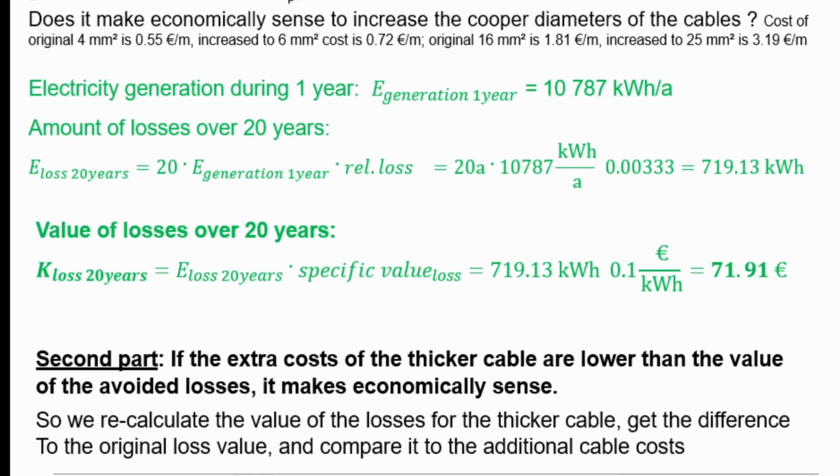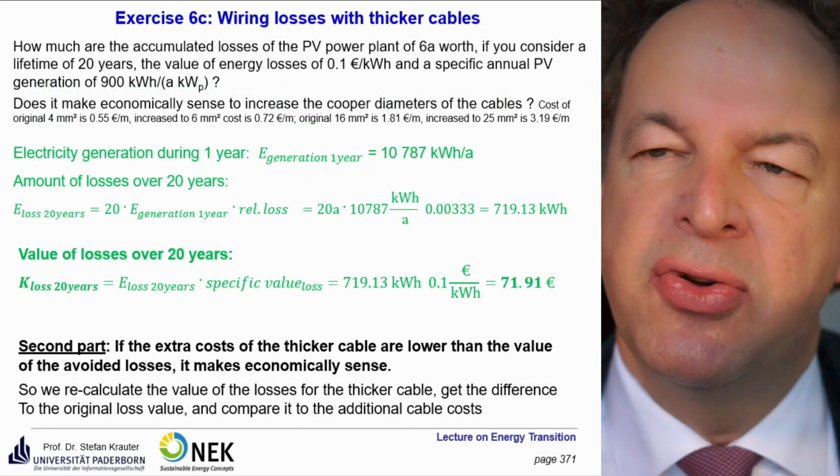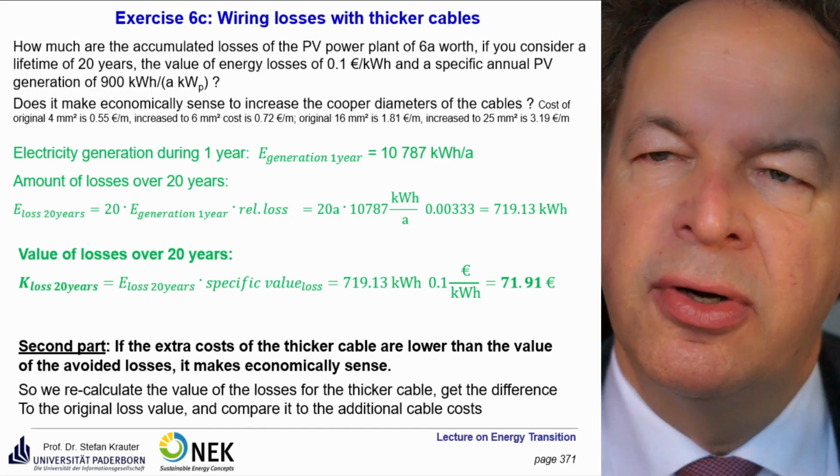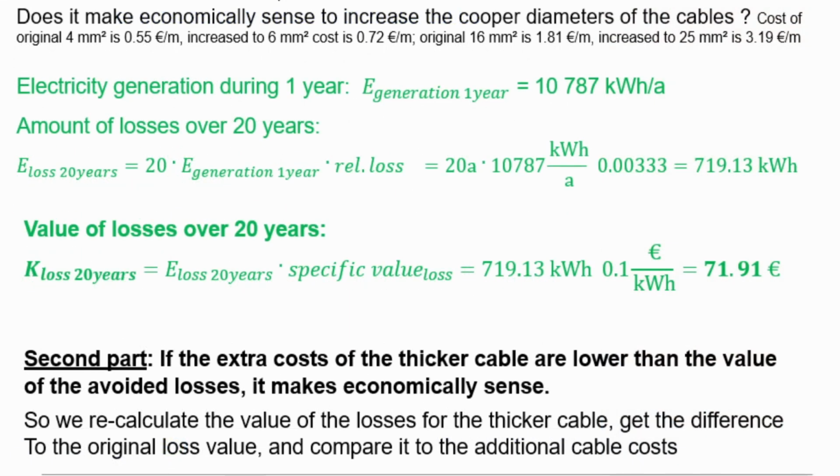So we calculate the amount of losses during 20 years. To go to the second line here, and these are 719.13 kilowatt hours. The value of these losses is 71.91 euro. So compare that to before, it was 102 euros. So we saved about in the vicinity of 30 euro. So we have to check whether the costs of the cables are more than 30 euros. Then it wouldn't make economic sense. If they are cheaper, it would make sense.